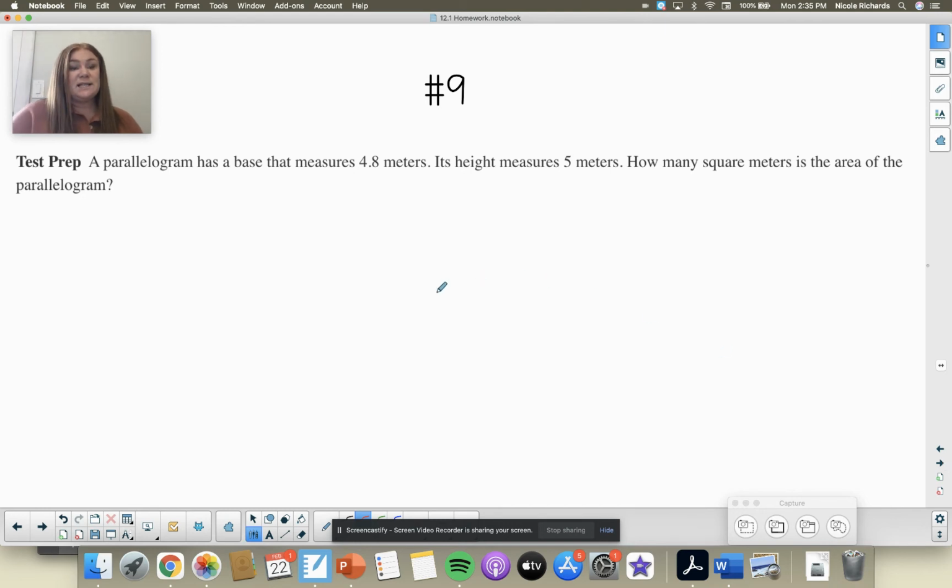Number 9 tells us that a parallelogram has a base that measures 4.8, so the bottom is 4.8, and its height going up to the other base is 5. So we want to find the area of this parallelogram. So 4.8 times 5 will give us that area there.